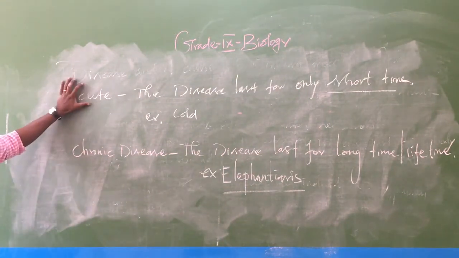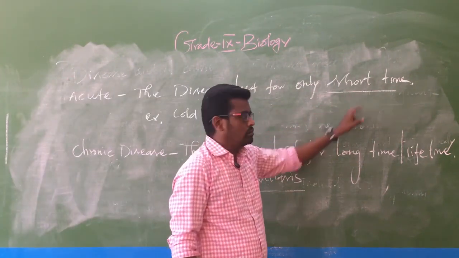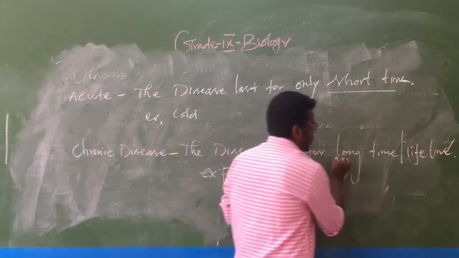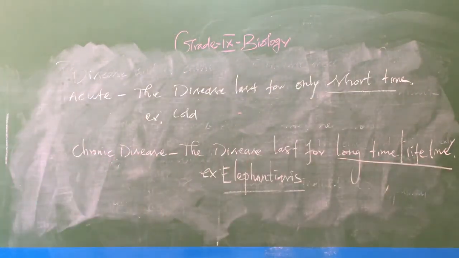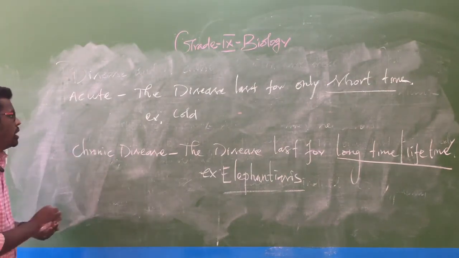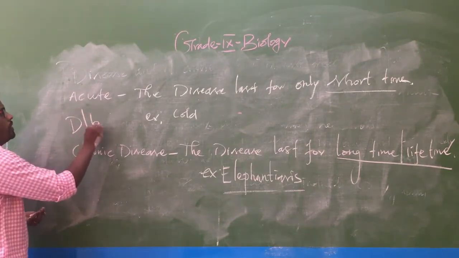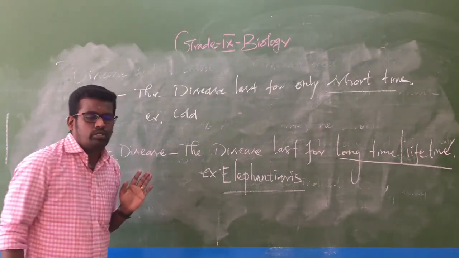Okay, so these are two types of disease. The first is acute disease, which lasts for only a short time, and the chronic disease continues for a long time or lifetime. The question will come: differentiate between acute and chronic disease. Okay, it's a very important 3-mark question.